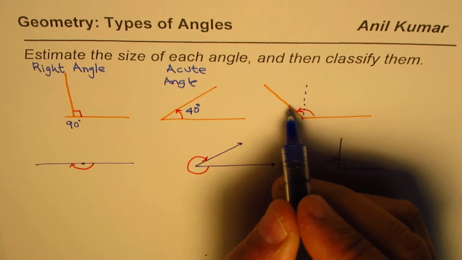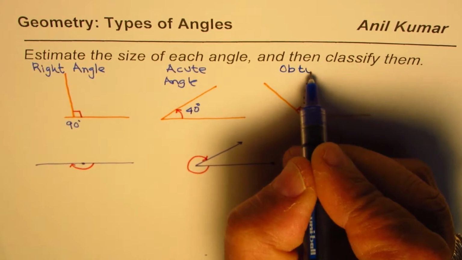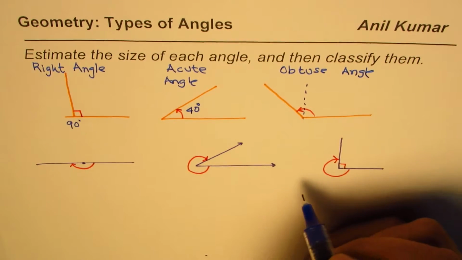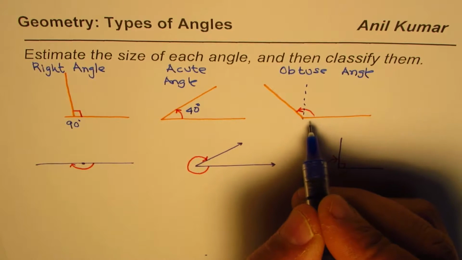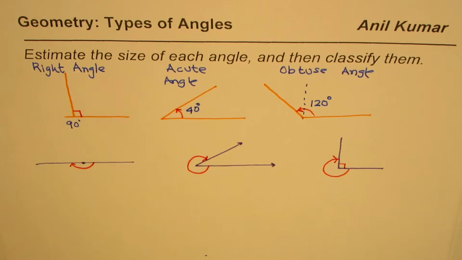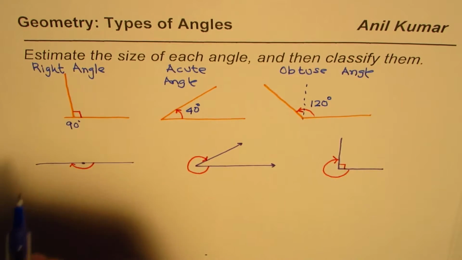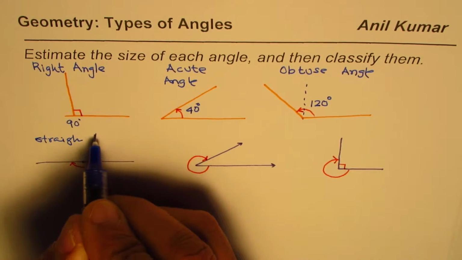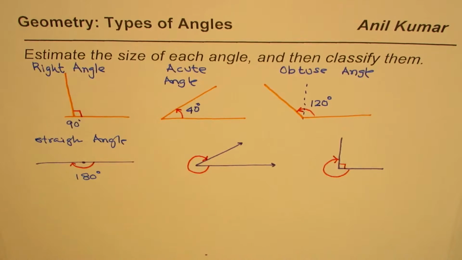Here, since it is more than 90 degrees, clearly, it has to be an obtuse angle. Right. What do you think is the measurement of this? It seems to be 90 plus, say, 30 odd, so we can say it is 120 degrees, approximately. That's our estimate. Right. Now, in this case, it is a straight line, right? So it is a straight angle. Measurement of this is 180 degrees.